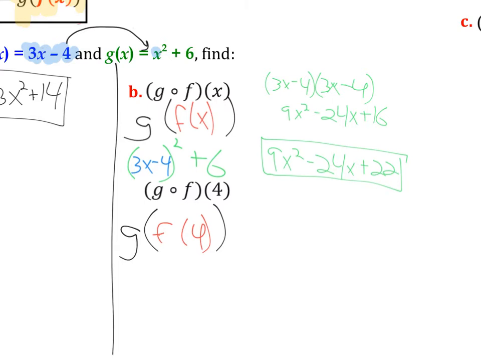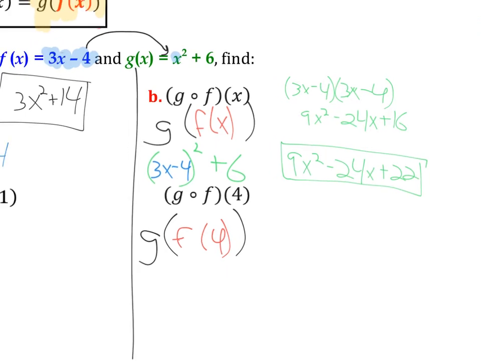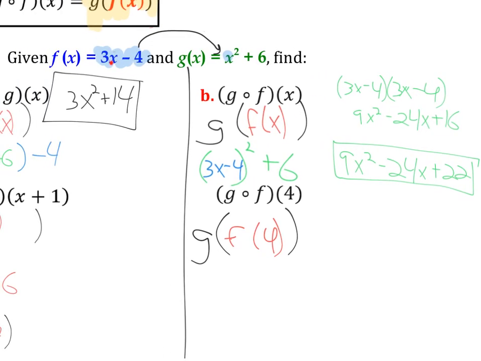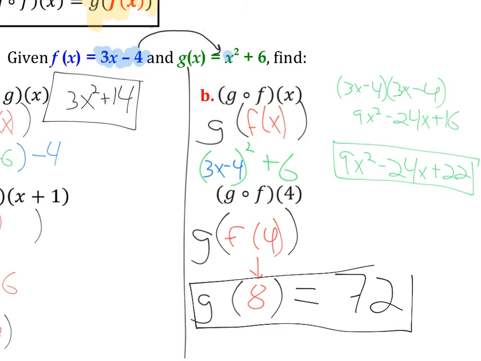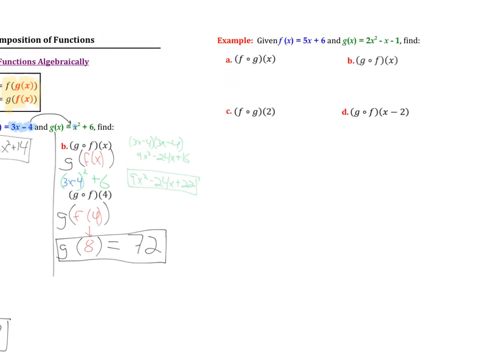All right, so f of 4. Well, if I were to plug 4 into my f function right here, 3 times 4 minus 4, right? F of 4, if I plugged in 4. 3 times 4 is 12, minus 4 is 8. So this is really just 8. So now I need to figure out what is g of 8. So I'm going to go to my g function, and instead of x, I'm going to plug in 8. So 8 squared plus 6. Well, 8 squared is 64, add 6 to that, and we get 72. Excellent. Okay.